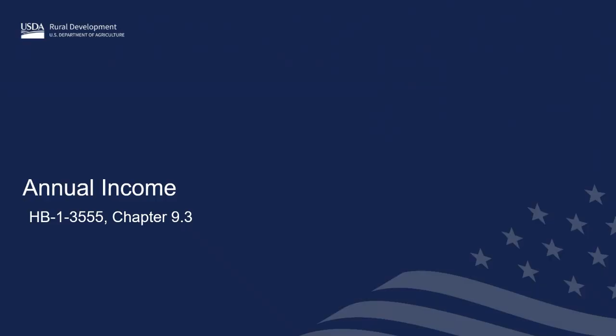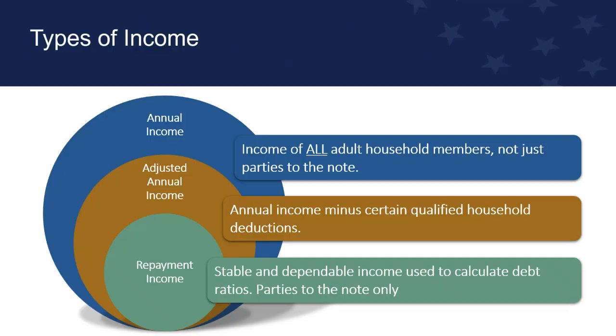Now that we've covered the income limits, let's review the annual income. Detailed information on this topic can be found in Handbook 1, 3555, Chapter 9.3. There are three categories of income and two methods for calculating it. One method determines program eligibility using annual and adjusted annual income, while the other evaluates whether a borrower qualifies for a purchase based on repayment income.